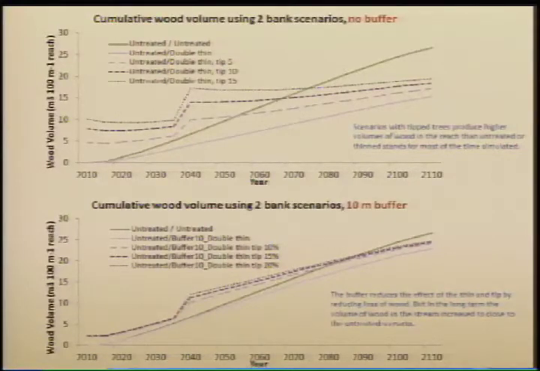But overall, what I'm going to show you, the cumulative results of that show a little bit of a different picture. This bottom one is basically the untreated and then having the 10-meter buffer in here. It shows the same results, but it dilutes a little bit because you've got that 10-meter buffer in there until you start on your thinning and tipping.